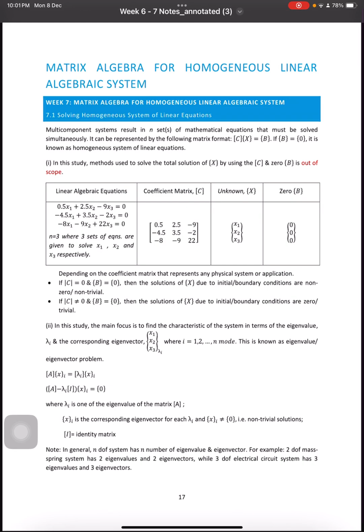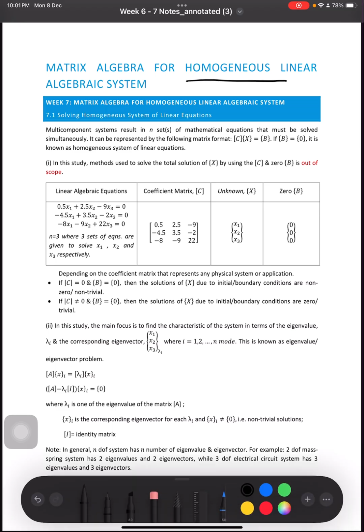Alright, now we look into the week 7 matrix algebra for homogeneous linear algebraic equations. The homogeneous here represents the equation that is equivalent to 0. So that's what we call homogeneous. Just now, the previous video was on non-homogeneous, meaning that your linear equation is equivalent to a number. So what happens if you have a linear equation that is homogeneous, meaning that it is equivalent to 0?